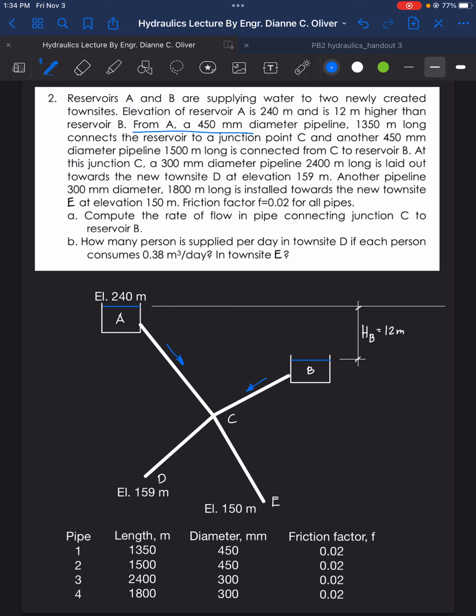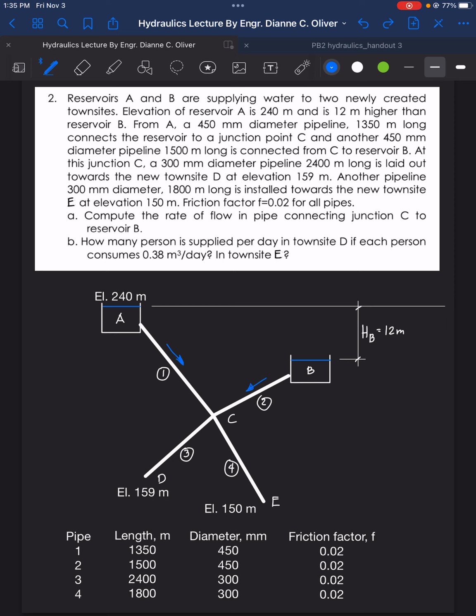From A, a 450 mm diameter pipeline, 1,350 meters long, connects the reservoir to a junction point C. So this is the junction point C. Therefore, this 450 mm diameter pipeline, 1,350 meters long, is pipe number 1. So let's name this as pipe 1, this as pipe 2, this one here as pipe 3, and this one as 4. As you can see, we summarize it in the table below. That's the diameter and length of pipe number 1.